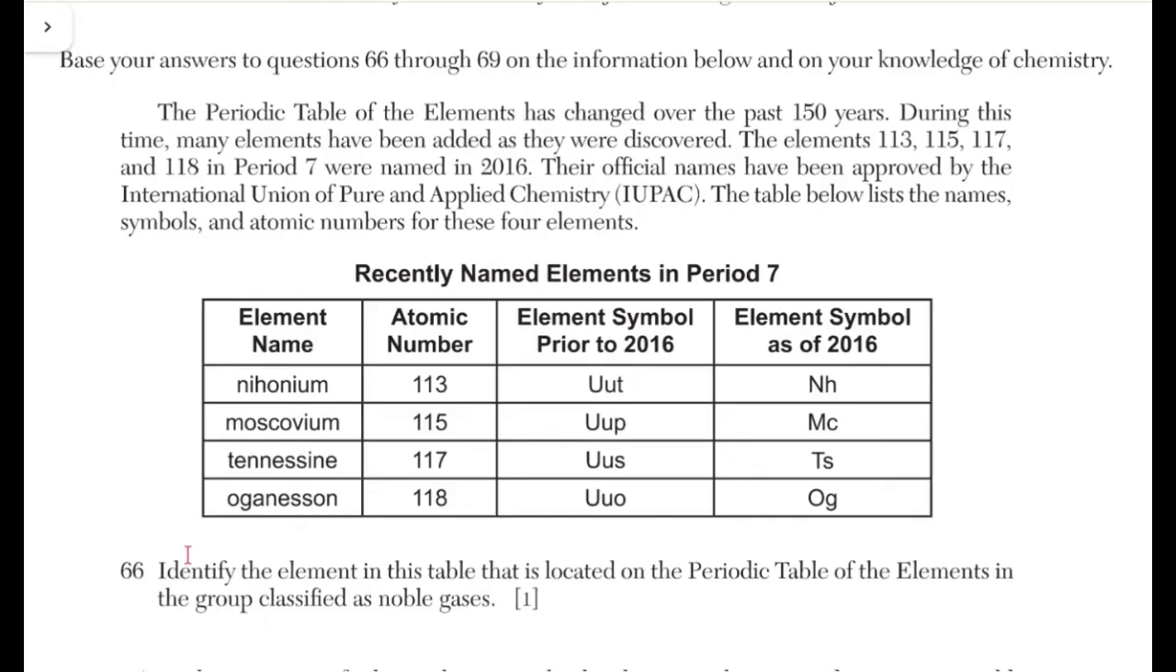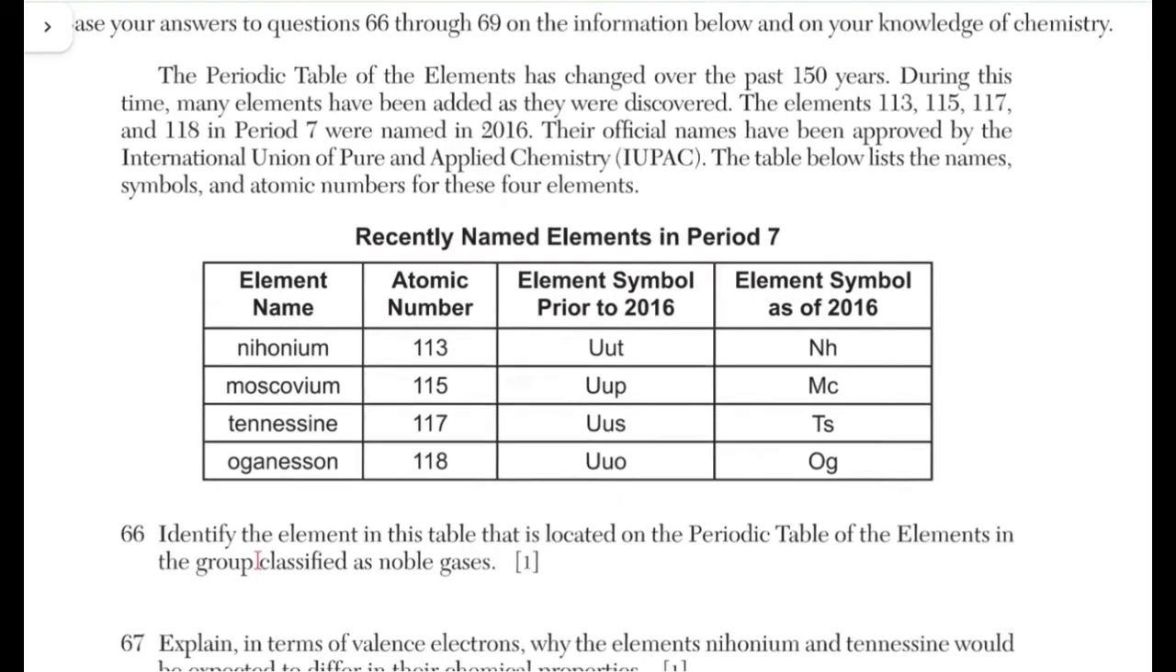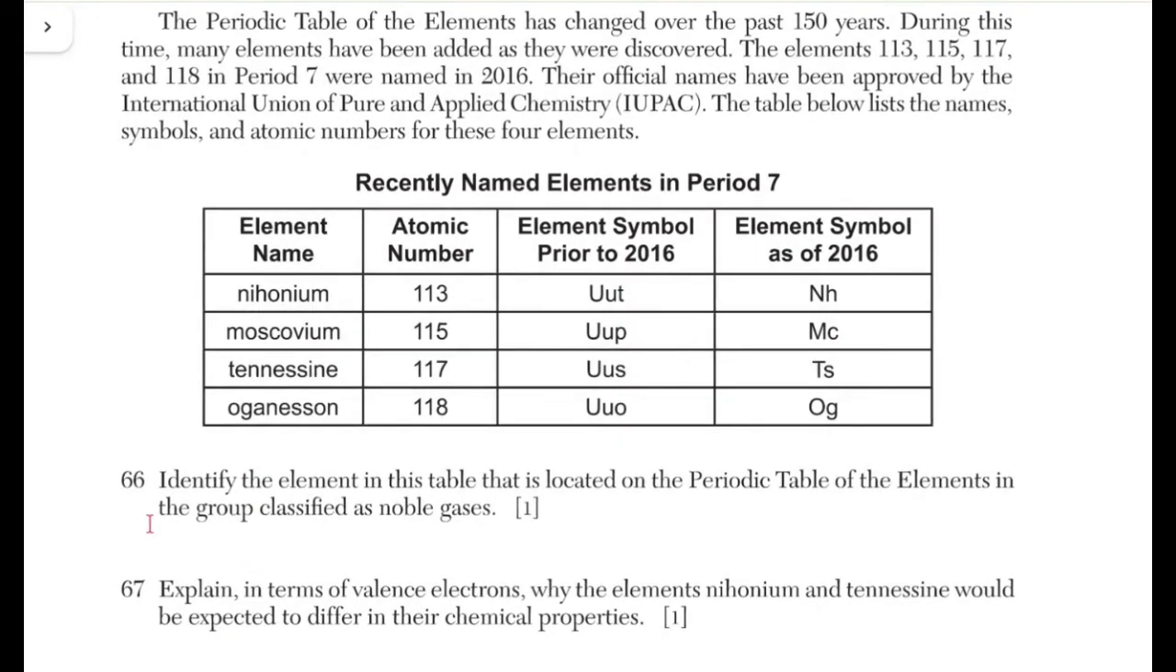Identify the element in this table that is located on the periodic table of elements in the group classified as noble gases. Looking at the periodic table of elements, I look to find the elements with the atomic numbers 113, 115, 117, and 118. The element with the atomic number 118 is in group 18, Uuo.